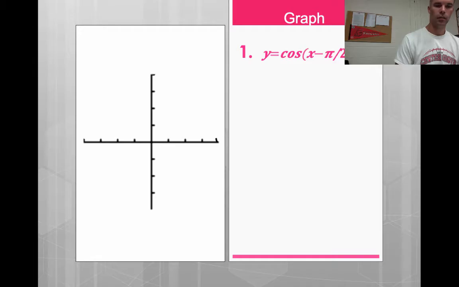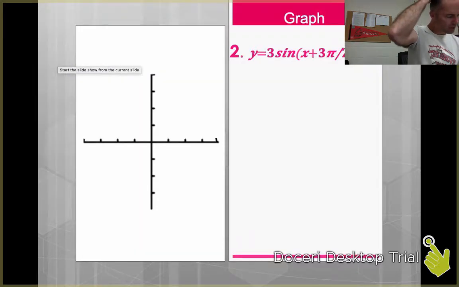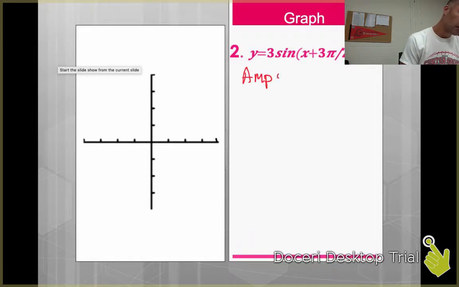Okay, let's take a look at the next one here. So we have y equals 3 times sine of the quantity x plus 3 halves pi. Alright, so my amplitude here is going to be 3. My period is 2 pi. So since my period is 2 pi, that means my tick marks, just like before, are going to be pi halves. Then we've got pi, then we got 3 halves pi, and then we got 2 pi.